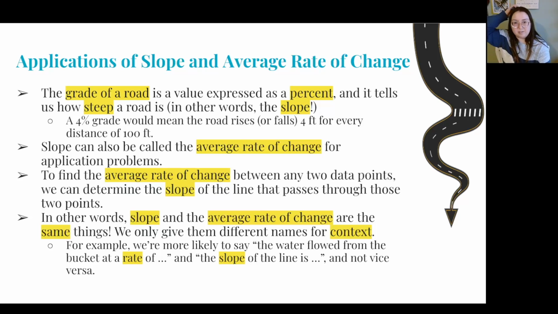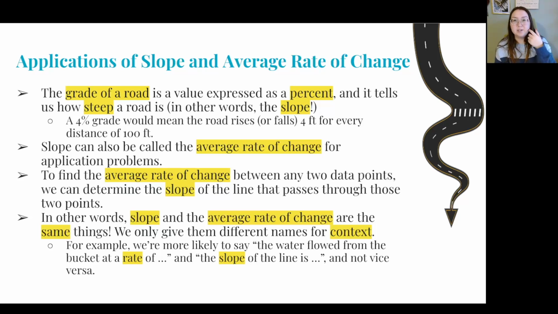If you're ever driving, I see this a lot driving from California to Nevada, where you have a very steep grade of about 6%, either going up or going down. You have to be pretty careful. But those are examples of slope. Slope is also called average rate of change for applicational problems. If you're driving on a road and there are lots of hills, there is an average slope between your beginning point and your end point.